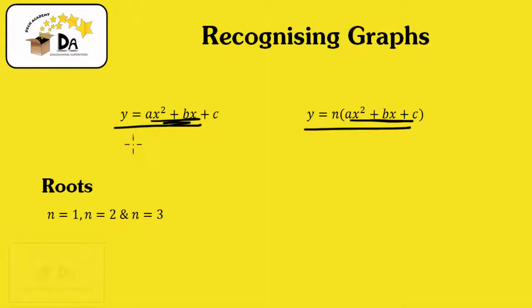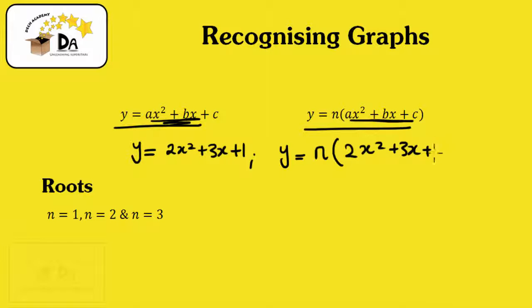So if I have an equation like y equals 2x squared plus 3x plus 1, I'm saying that it has the same roots as the equation y equals n, where n is any number, times the same 2x squared plus 3x plus 1. So you need to accept this and use this fact to help you recognize graphs. But how? I don't want to prove that an equation of this form has the same roots as an equation of this form, but I'm going to just demonstrate that it does. There is a proof, but it's beyond the scope of this course.